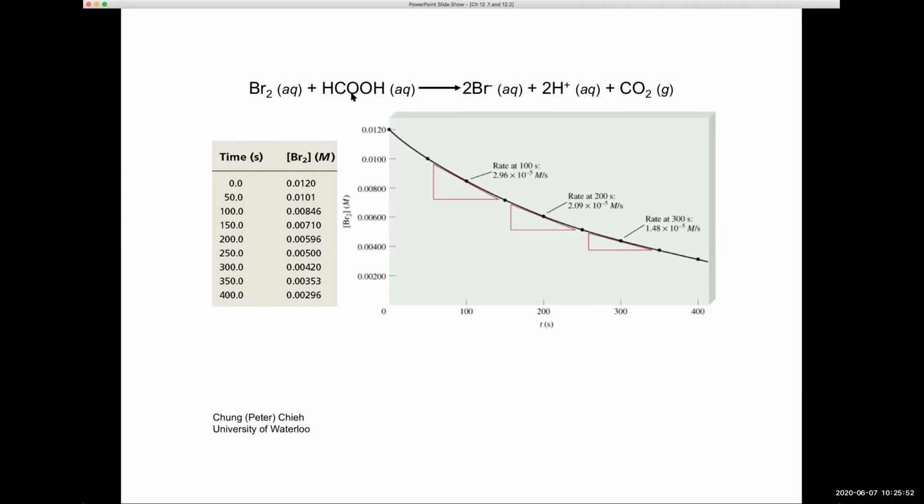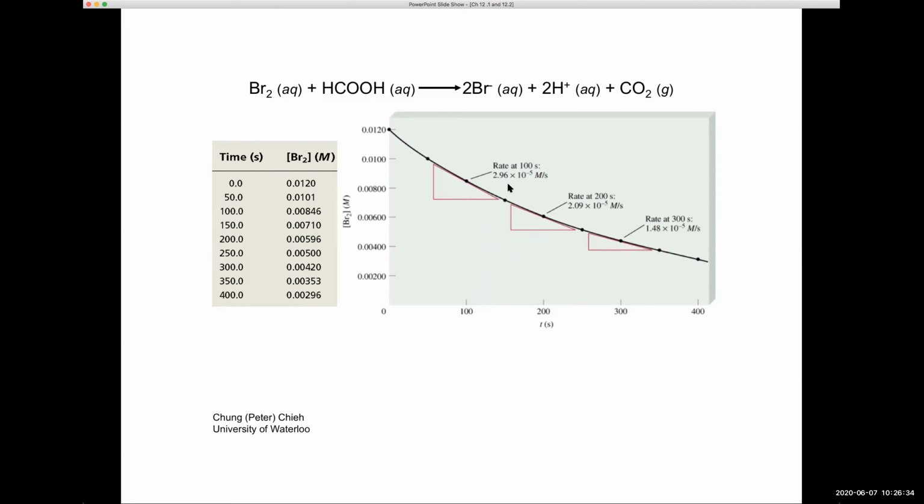So we could measure the rate of this reaction by following either reactant. In this case, these chemists have chosen to follow the change in concentration of the bromine. The bromine's decreasing, so you get a curve of the concentration of the bromine versus time shown in the graph. In this particular graph, they've taken tangents at a point in time of 100 seconds, at 200 seconds, and at 300 seconds. So they measured instantaneous rate at those three different times.